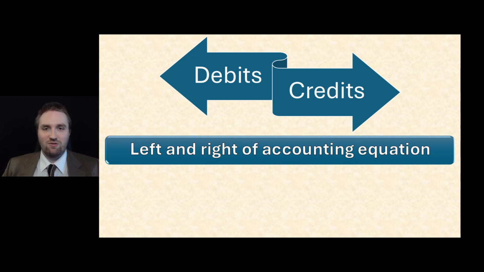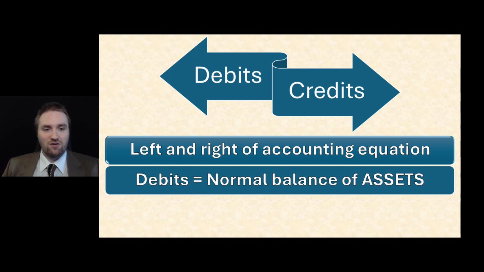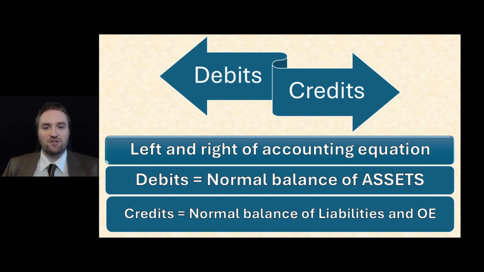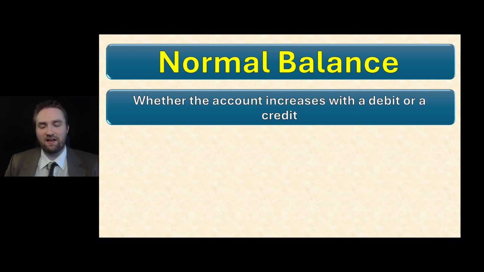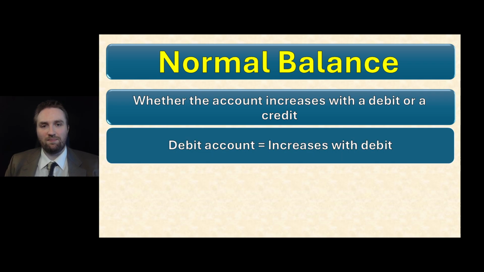Yes, when it comes to assets equal liabilities plus owner's equity, debits are the normal balance for asset accounts, and credits are the normal balance for liability and owner's equity accounts. It's important to note expenses are debit accounts because they reduce owner's equity. More on that later. And with all of that said, you might be asking, what is a normal balance? As we know, accounts track money balances over time. An account's normal balance is simply whether that account increases with a debit or whether it increases with a credit. If an account has a debit normal balance, it's known as a debit account. If it has a credit normal balance, it's known as a credit account.